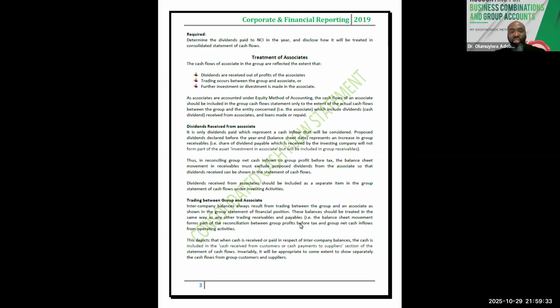Such also, the cash flow impact of it will have to be accounted for in our consolidated statement of cash flows. The question then is, how do we go about that? Let us also look at this example.